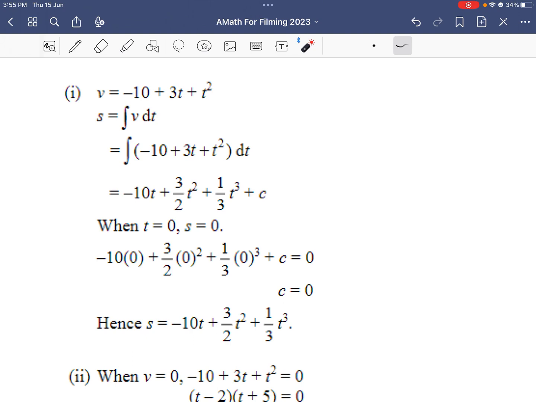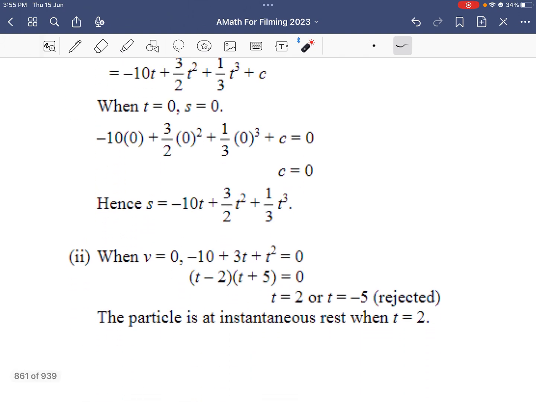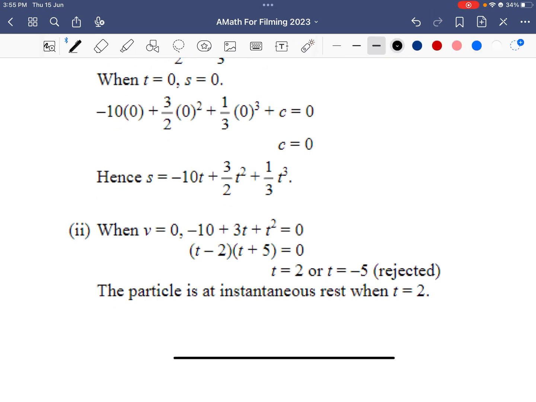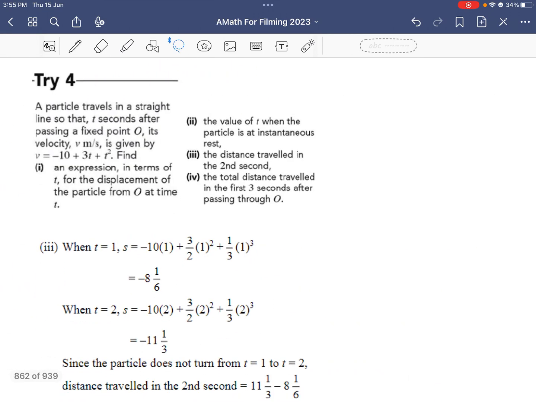For part 2, what we have is the value of t when it's at instantaneous rest. So basically at instantaneous rest, the velocity is equal to 0. So we get t equals 2 or t equals negative 5. Very interesting, this question. It means this. I draw the particle here. The particle will start to move until t equals 2. It will U-turn, then it will just keep moving. Does it U-turn back again? It doesn't. So it only turns one time and that's it really. It will never come back and U-turn again. And t equals negative 5 is rejected because time cannot be negative.